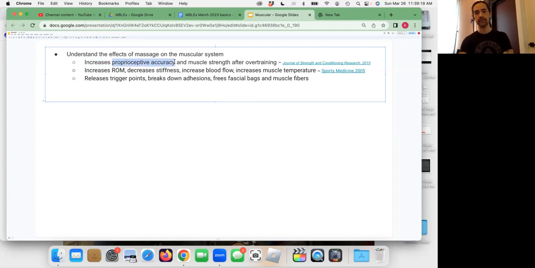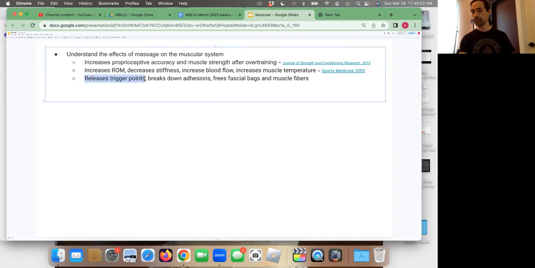So proprioceptive accuracy in athletes who have overtrained, done some temporary damage to their muscles, has been shown in research to increase after massage, right? Proprioception is your relationship to the ground and the horizon. It's also your knowledge of the angle of the joints. So that increases with massage in clients who have overtrained. Also, there's some weakness after overtraining because there's some muscular damage and some inflammation, etc. And massage flushes out the inflammation and wakes up the muscles and the nervous system. It also increases muscle strength in individuals who have overtrained.